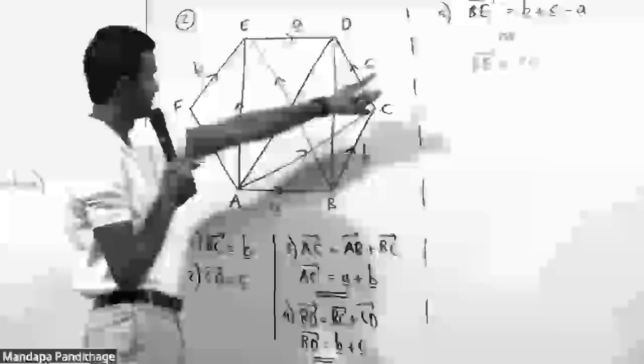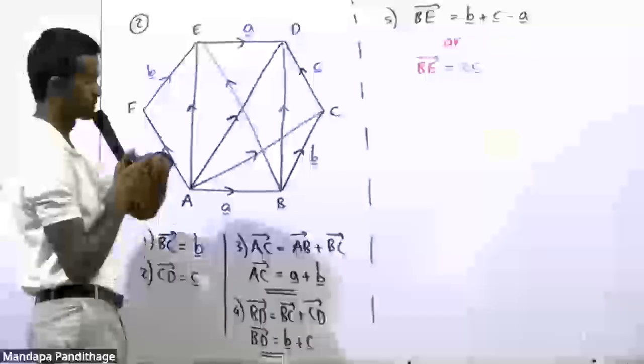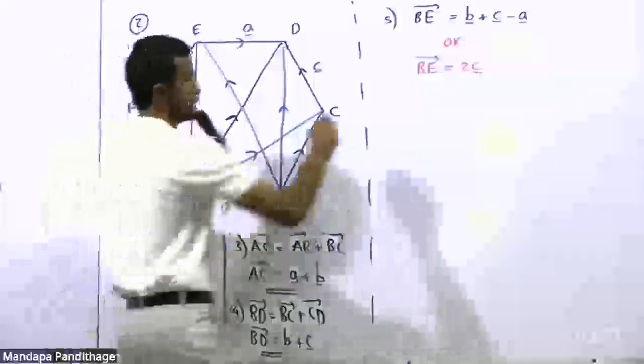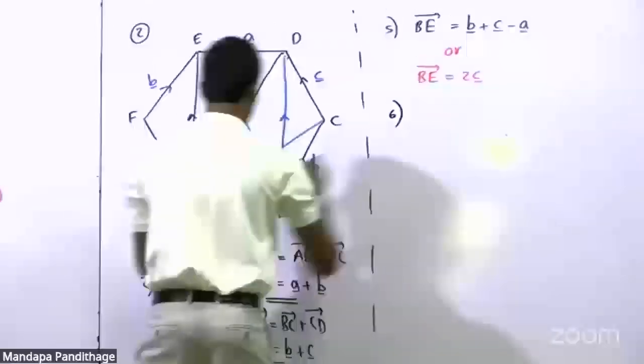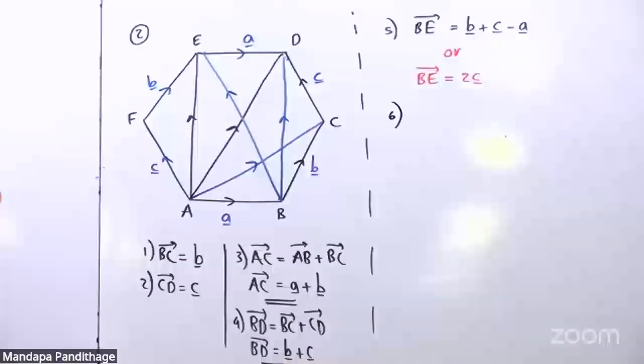Okay. So you can even write that. Even that is correct because this is 2 times of this. For the next one, we need that knowledge. And then question number 6.